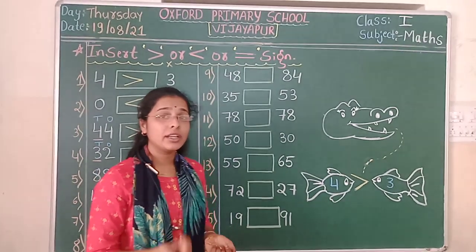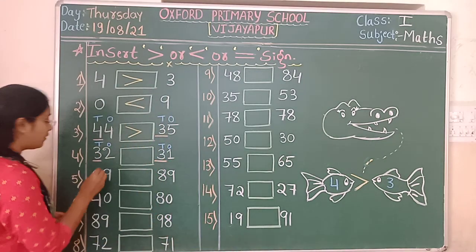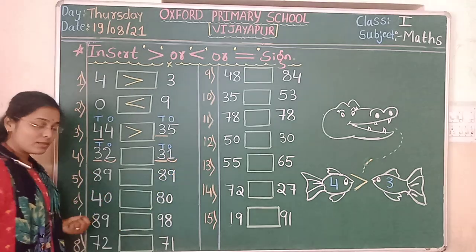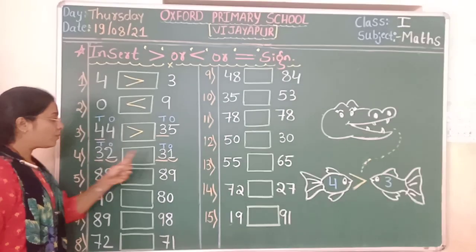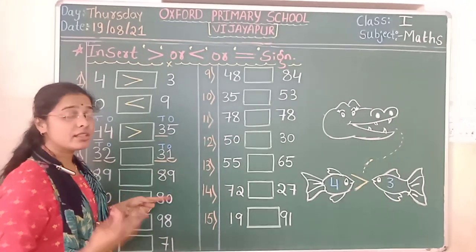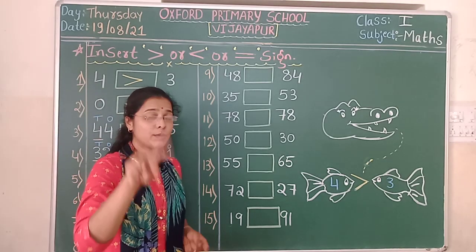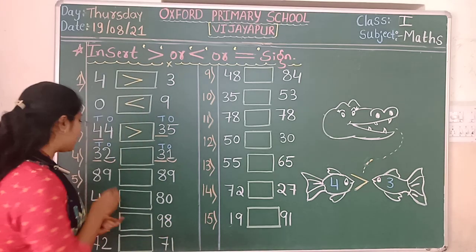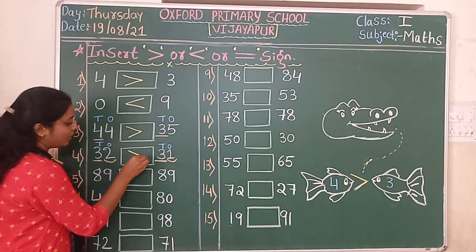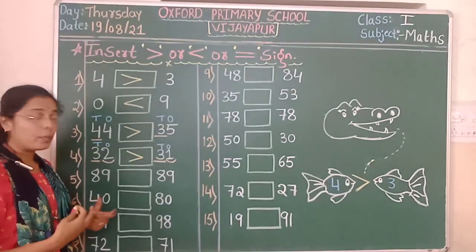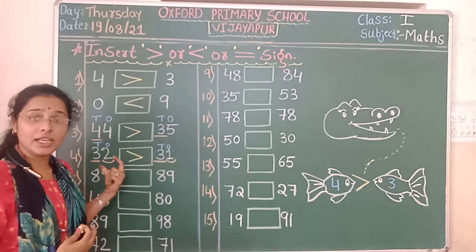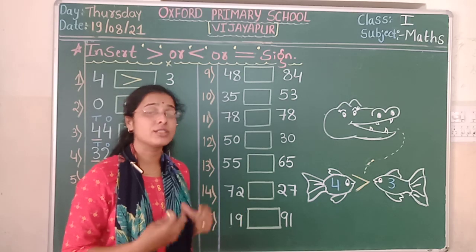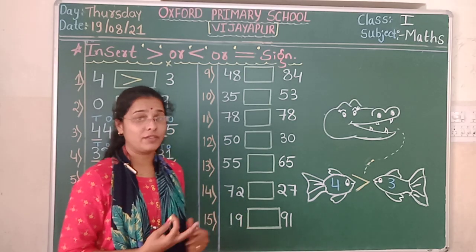To identify the bigger number, what will we do? We will observe the next place, that is the 1's place. We are having 2 and 1. Which is the bigger number? Either 2 is bigger or 1 is bigger. Number 2 is bigger. So the sign's mouth, means open mouth, is toward the bigger number. Crocodile wants to eat the bigger fish, the big number containing fish.